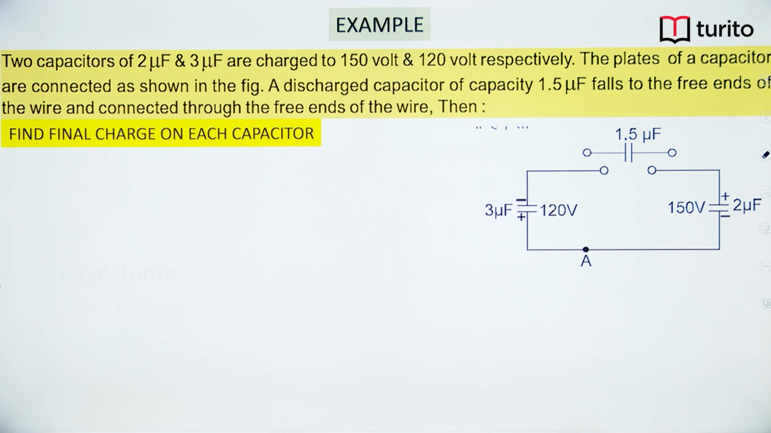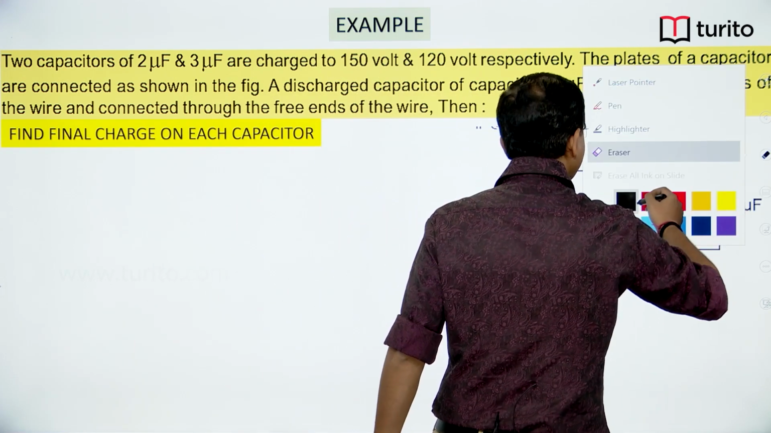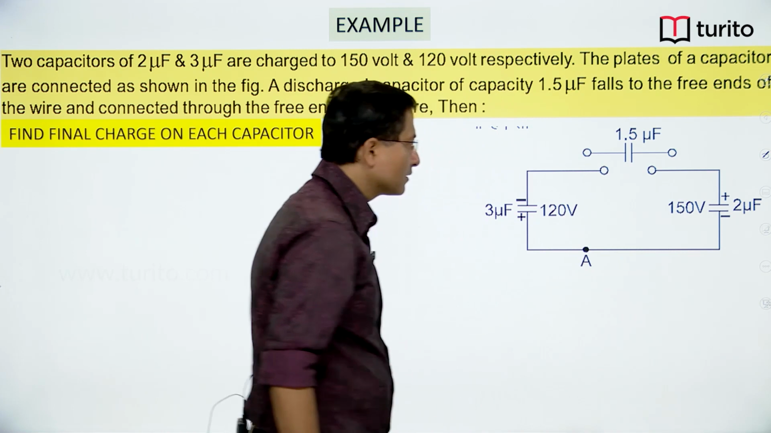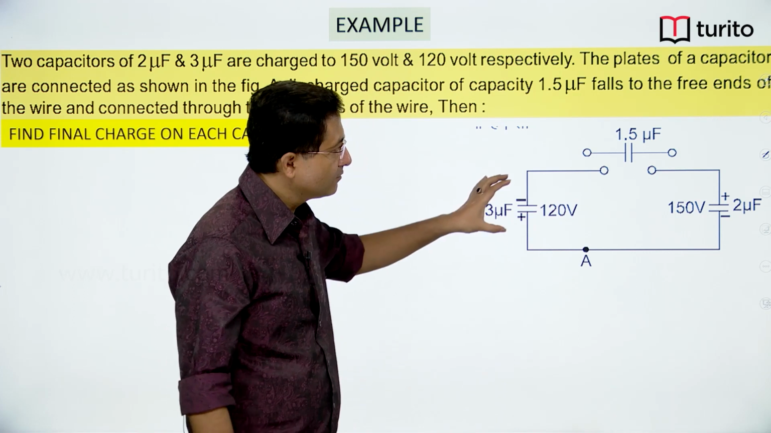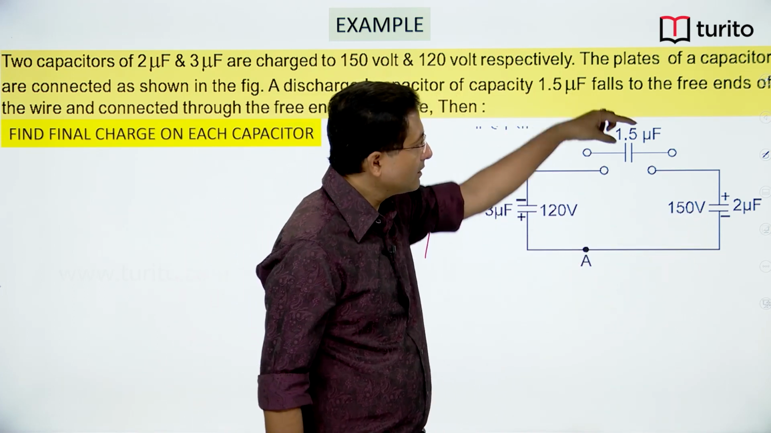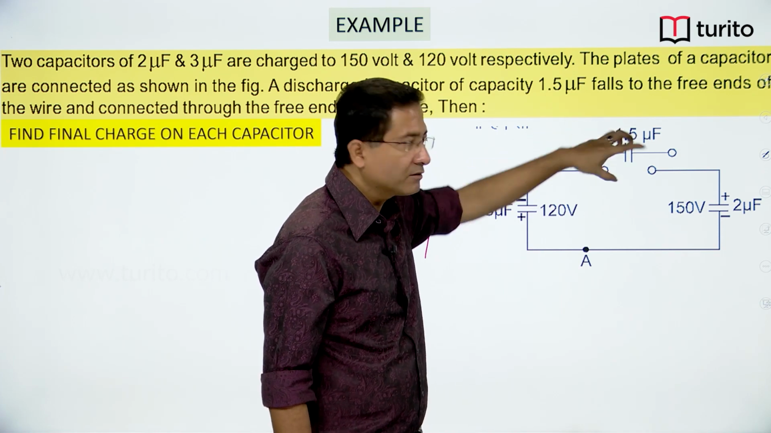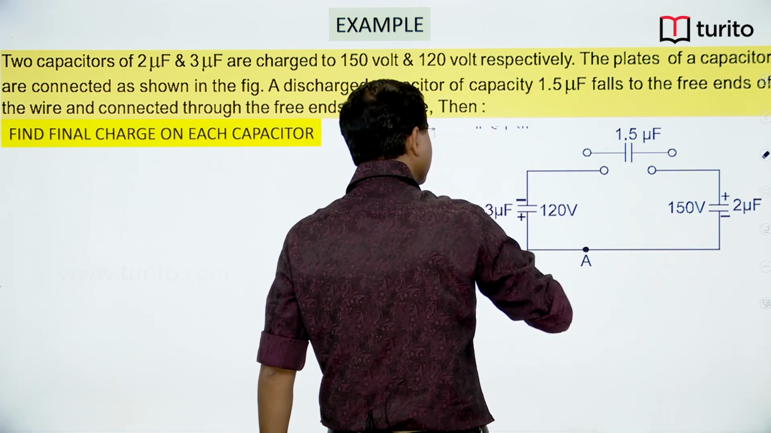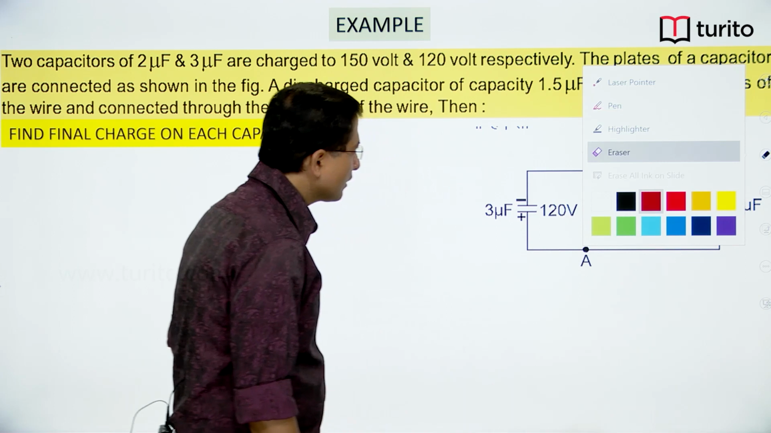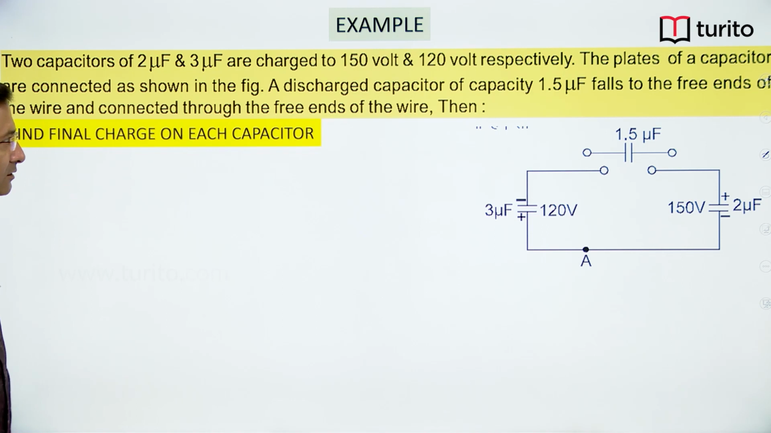The final charge on each capacitor. See, here the question is, we already have two charged capacitors which are connected this way, and another capacitor is connected between these two terminals. You are asked to find out the final charge on each capacitor.